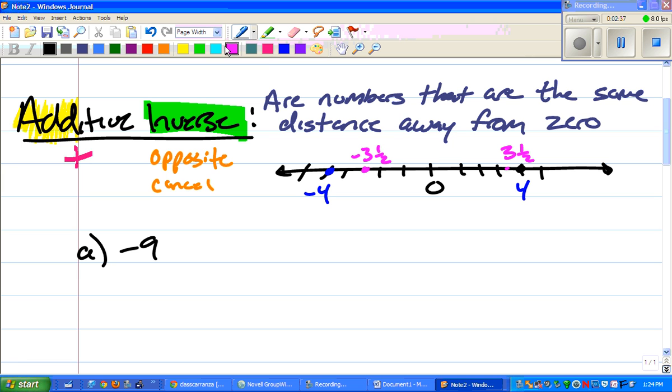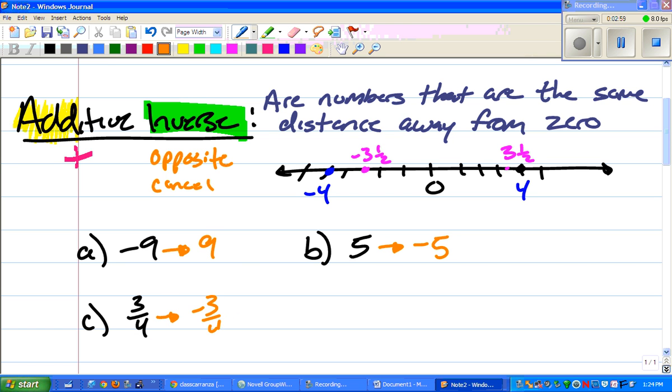-9. What is the additive inverse of -9? That is 9. The additive inverse of +5 is -5. 3/4, it's going to be a -3/4. And for D, -8.375, that would be a +8.375.